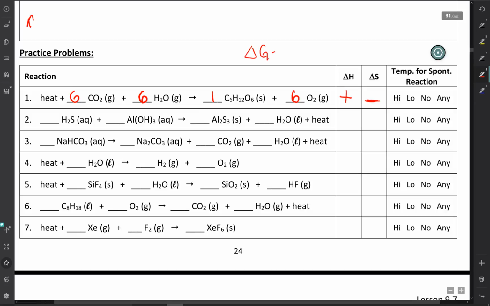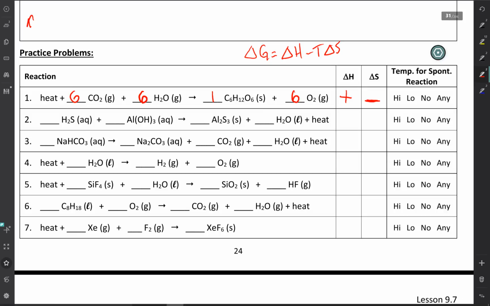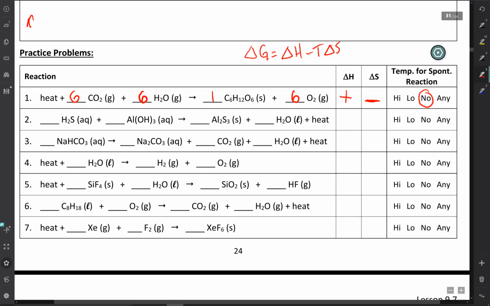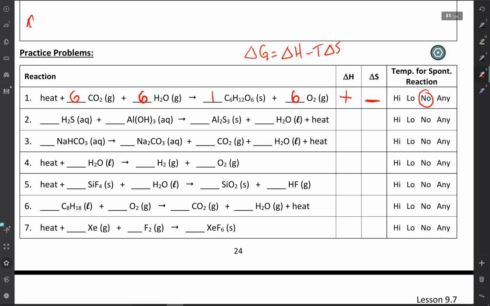If I think about the formula, delta G is equal to delta H minus T delta S. If delta H is positive and delta S is negative, this is always going to be a positive number regardless of the numerical values themselves. So delta G always is positive. That means that there is no temperature at which this reaction occurs spontaneously. That's kind of the thought process here.